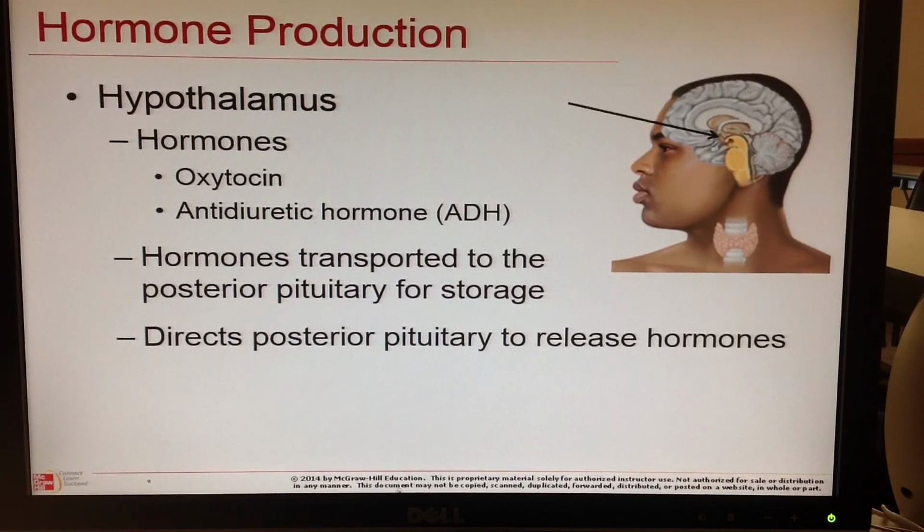And make sure that we review. The pituitary gland is divided into an anterior and a posterior portion. The posterior only releases two hormones, which are produced in the hypothalamus, and that's oxytocin and ADH. Those are always good test questions.